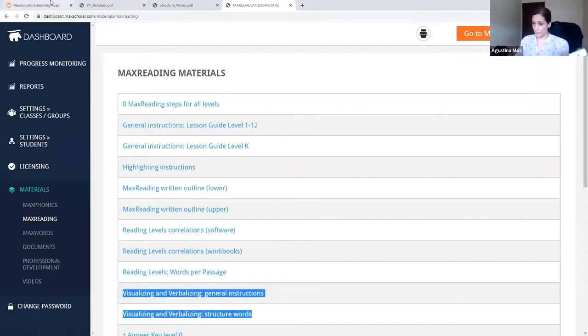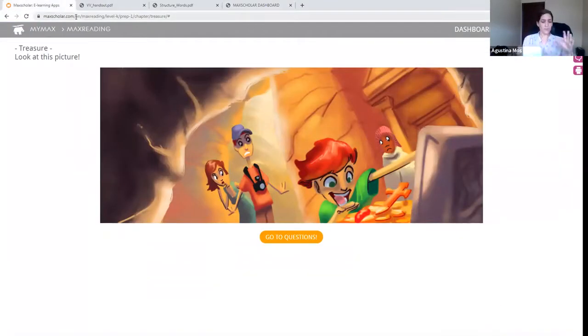Okay, so back to the treasure. In general, again, the idea is to ask the students questions, ask them follow-up questions based on what they're saying, and summarize things as they're visualizing and verbalizing so that you can create a story.